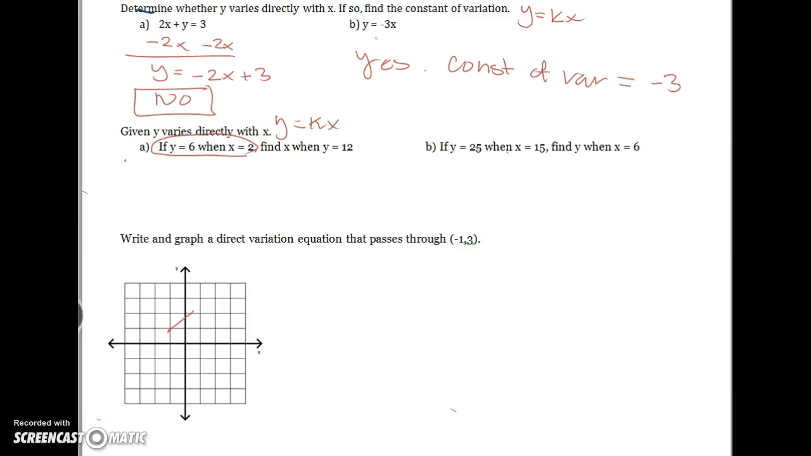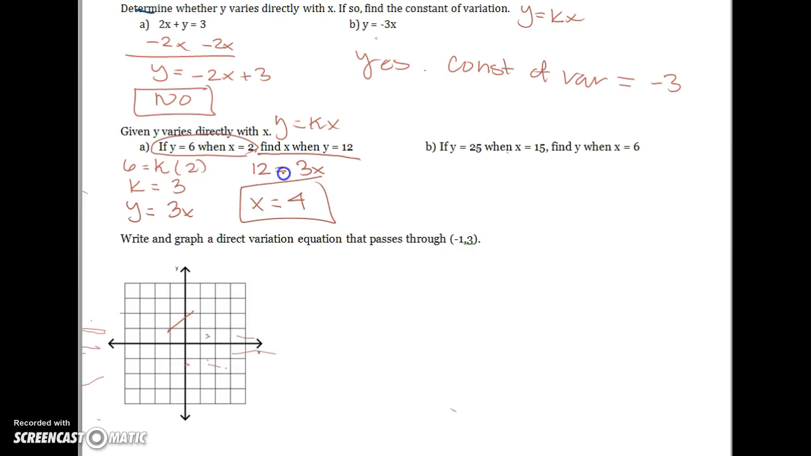So instead of y, I'm going to write 6 equals, instead of x, I'm going to write 2. So 6 equals k times 2. Well, that means k, my constant of variation, is equal to 3. So my formula is y equals 3 times x. If they just said write an equation that relates x and y, then I can just say y equals 3x. But they want to know what's the value of x when y equals 12. So I'm going to use my formula and plug in 12 for y, 12 equals 3 times x, which is what I'm trying to find. Dividing both sides by 3, I find that x is equal to 4.